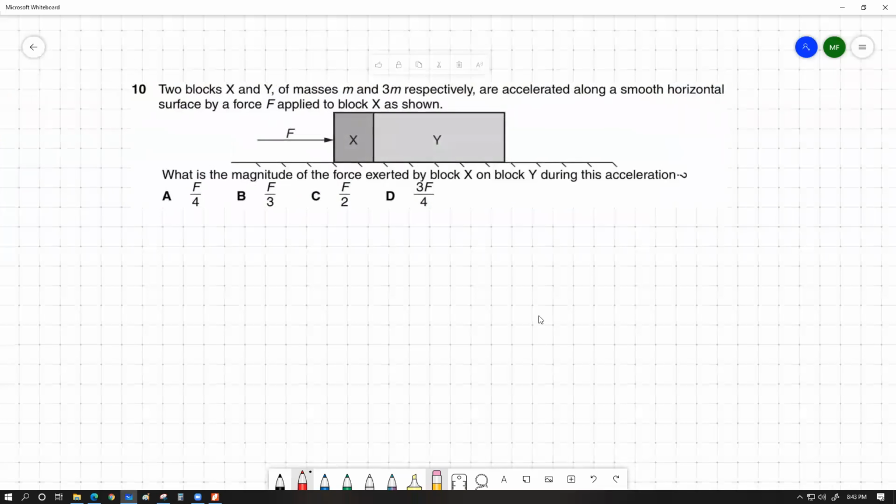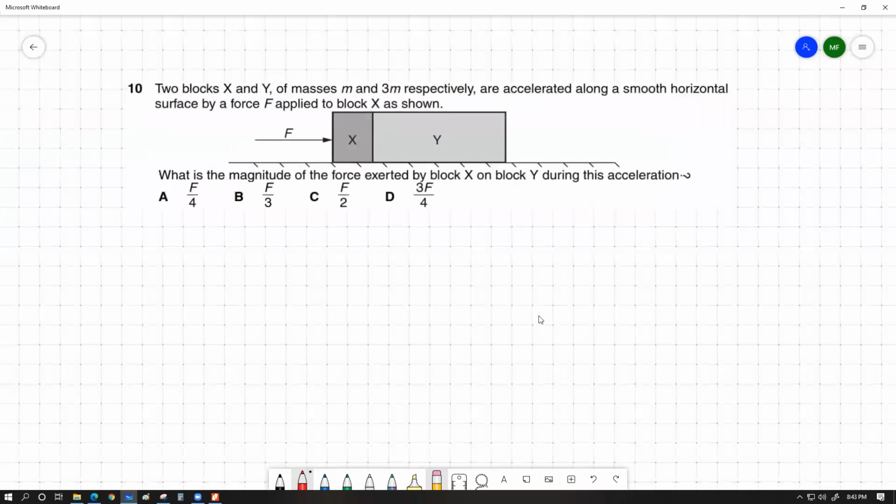Okay, let's have a look at this question. Two blocks X and Y of masses M and 3M respectively are accelerated along a smooth horizontal surface by a force F applied to block X as shown. What is the magnitude of force exerted by block X on block Y during this acceleration?